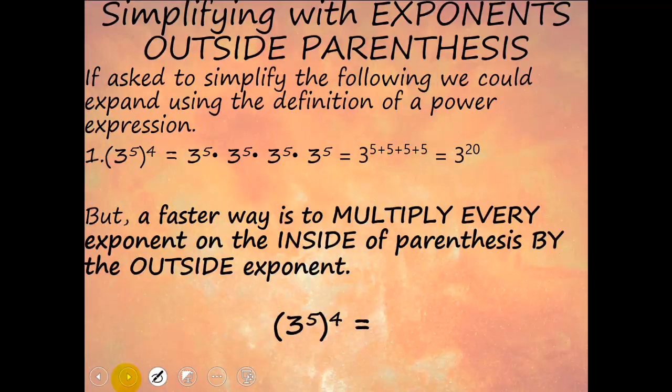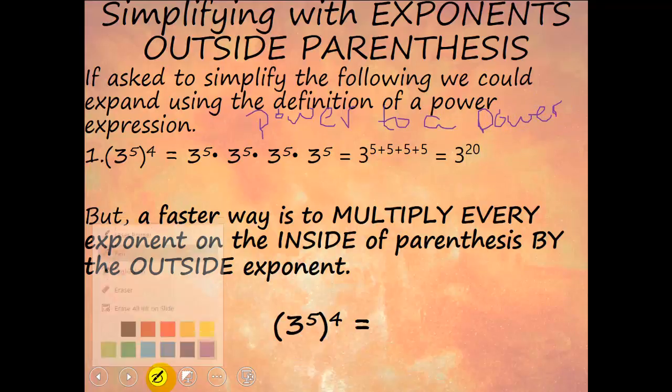All right, when we're simplifying a power expression, or what we call a power to a power, basically we have like this 3 to the 5th, and we're raising it to another exponent, to the 4th power. So we could expand it. We could say that's the same as 3 to the 5th times 3 to the 5th times 3 to the 5th times 3 to the 5th. Now here we're multiplying like bases, so we could add those exponents and we get 3 to the 20th.